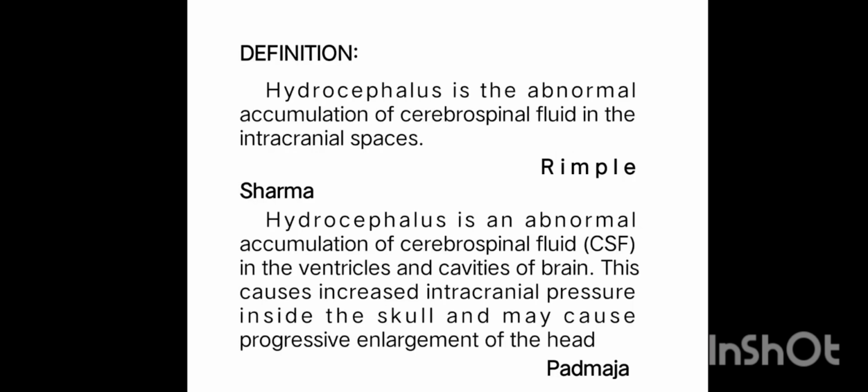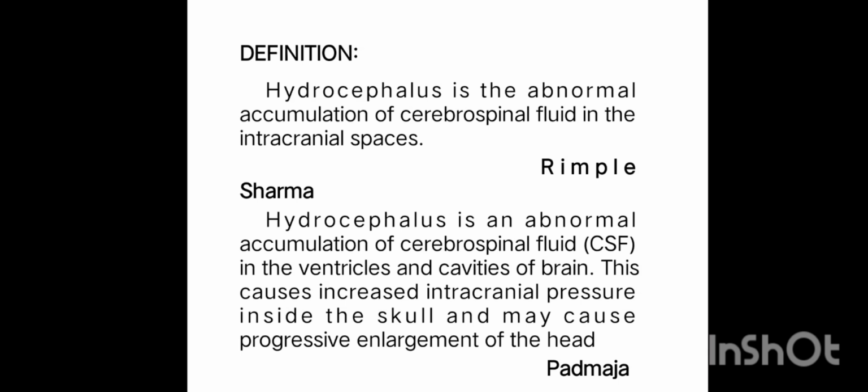So the definition is: hydrocephalus is the abnormal accumulation of cerebrospinal fluid in the intracranial spaces. This definition is taken from Rimple Sharma. And next, hydrocephalus is abnormal accumulation of cerebrospinal fluid in the ventricles and cavities of the brain. This causes increased intracranial pressure inside the skull and may cause progressive enlargement of the head. This definition is taken from Padmaja.